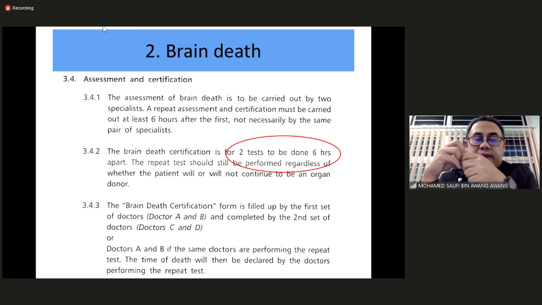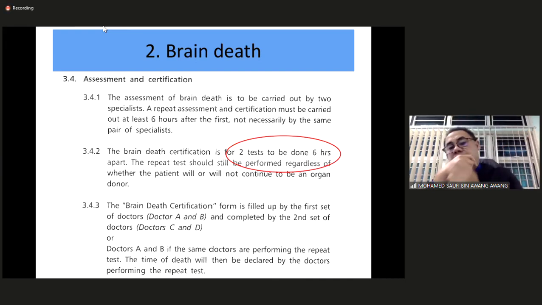And then usually it is done by two specialists. Look at 3.4.1, carried out by two specialists, and usually for an adult the test will be repeated 6 hours later. So if you do it now, for example at 3 p.m., then after 6 hours you have to come back and repeat the whole test, your final test to confirm whether the patient is brain dead or not.